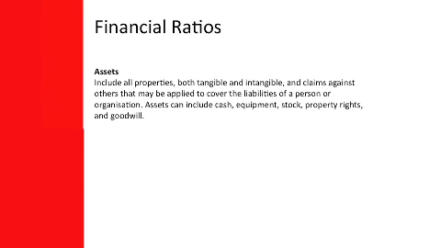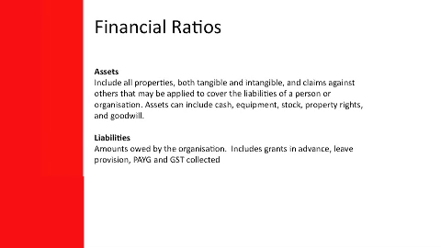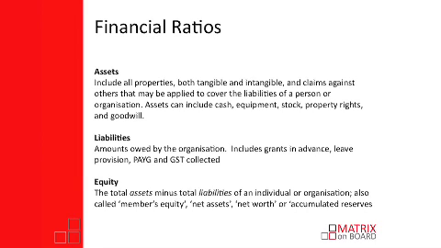Before we commence talking about financial ratios, I'd like to introduce some terminology which will be referred to throughout this presentation. Firstly, assets. These are the entries on a balance sheet showing all properties, both tangible and intangible, and claims against others that may be applied to cover the liabilities of a person or organisation. Assets can include cash, equipment, stock, property rights and goodwill. They refer to the entire property owned by a person or organisation, especially one that's bankrupt, that can be used to settle debts. Liabilities are amounts owed by the organisation. These include grants in advance, leave provisions, PAYG and GST collected.